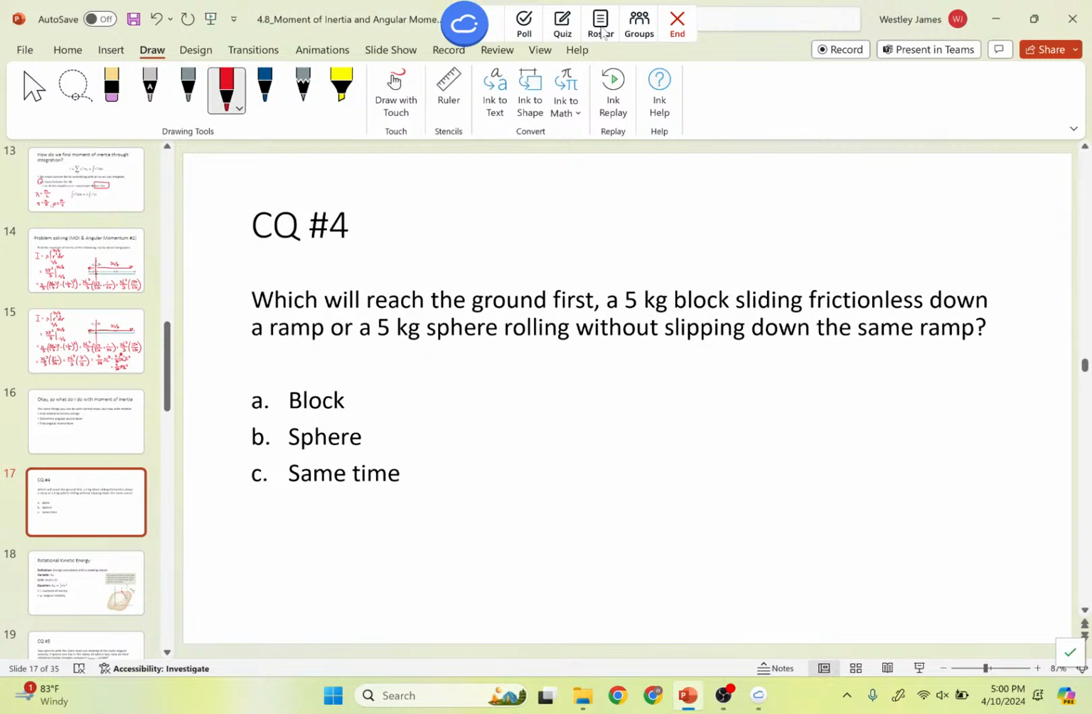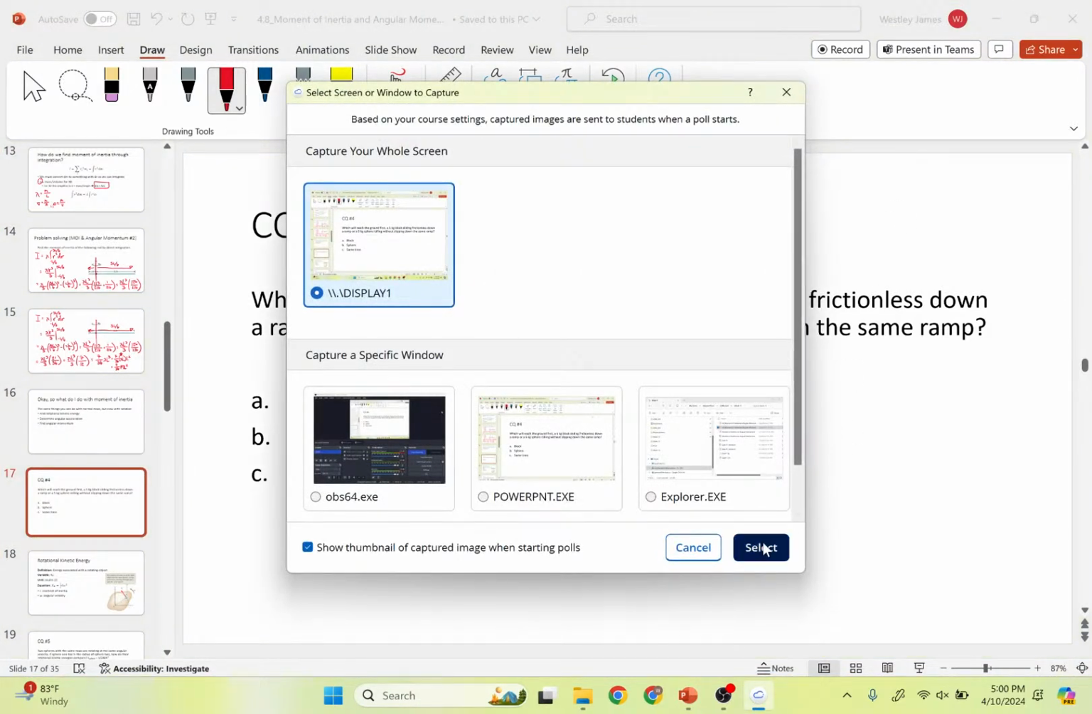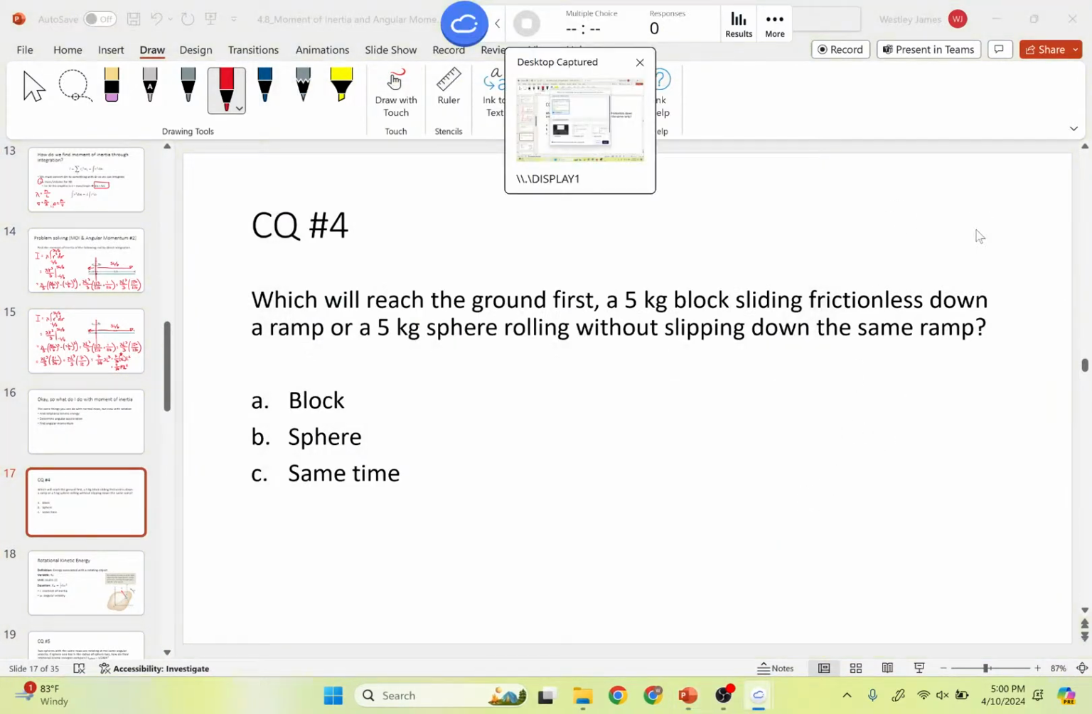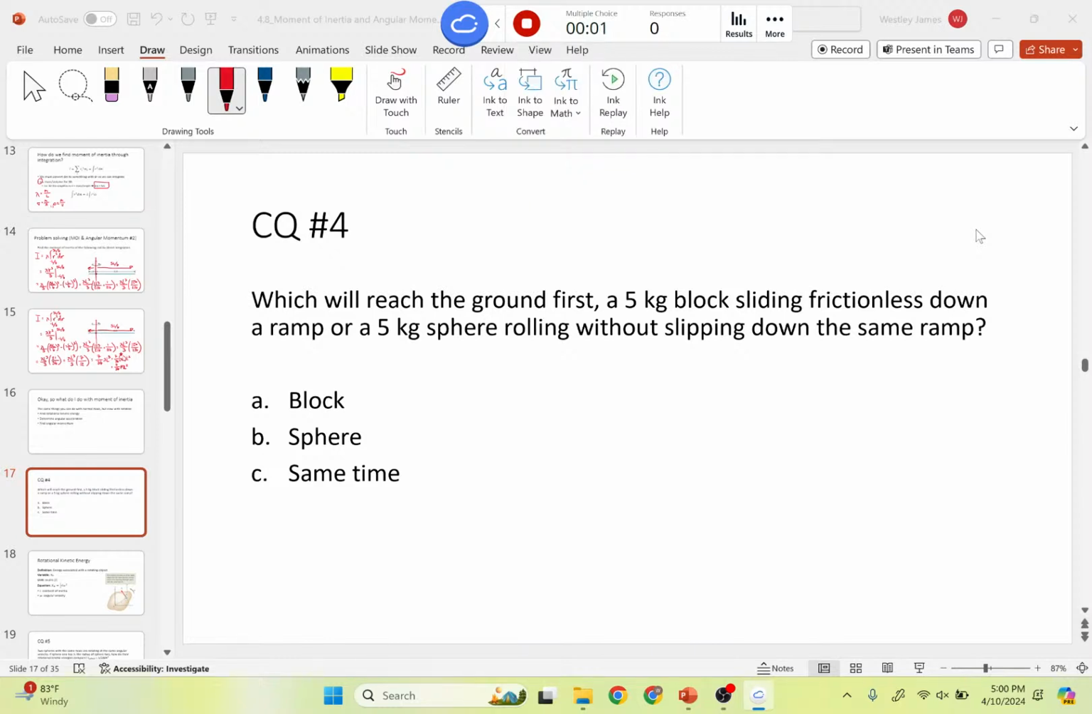All right. I'm not going to even say anything about this. I'm so tempted to, but I'm not going to. Which will reach the ground first? A 5 kilogram block sliding frictionless down a ramp, or a 5 kilogram sphere rolling without slipping down the same ramp? Which will reach the ground first?